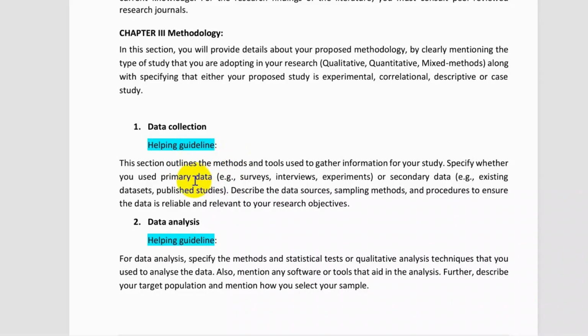And make sure that you must provide the evidences in the appendix section of your assignment. So it is necessary for you to provide the evidences of the data collection as well.